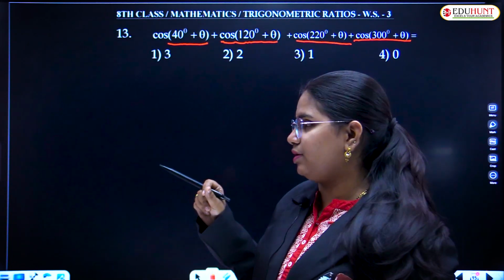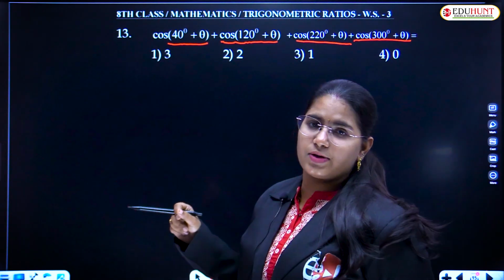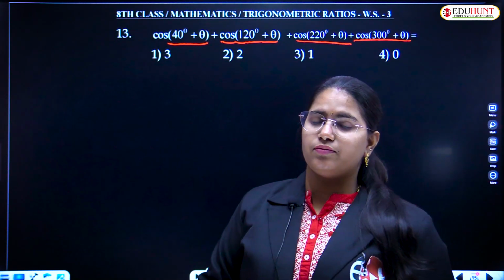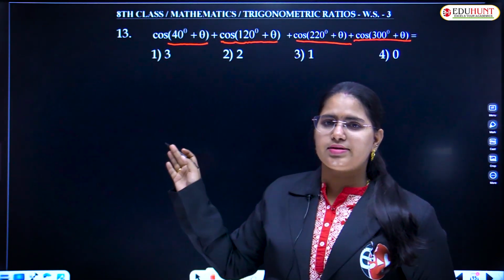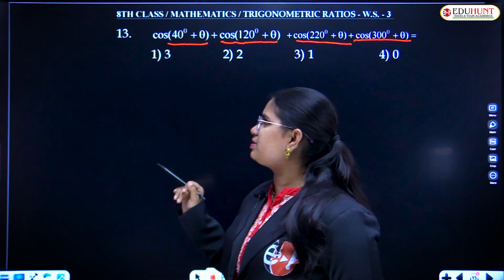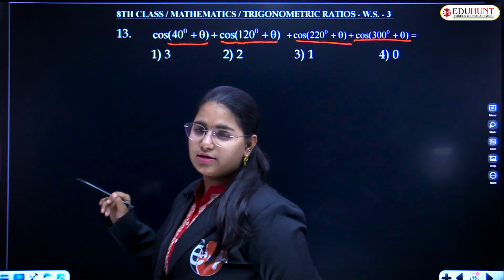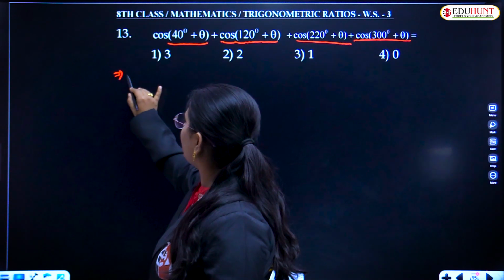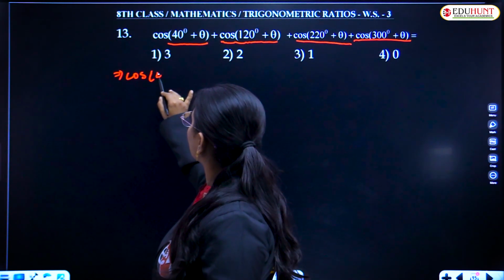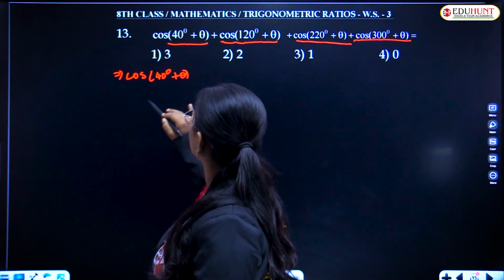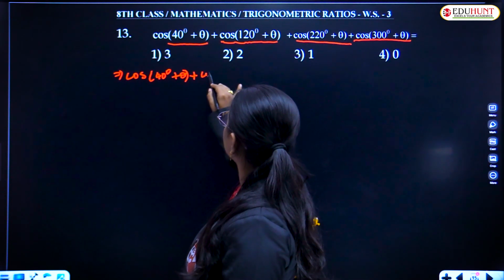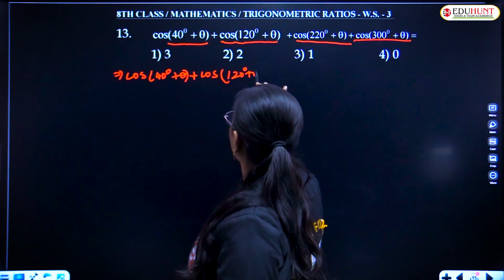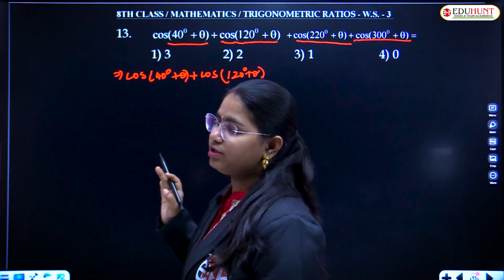You couldn't solve it, but we can solve this by using the concept of allied angles too. How? Let's solve the problem. You also start doing along with me, guys. In the first step, I will write cos(40 degree plus theta) as usual plus cos(120 degree plus theta) as usual. I will not change anything.